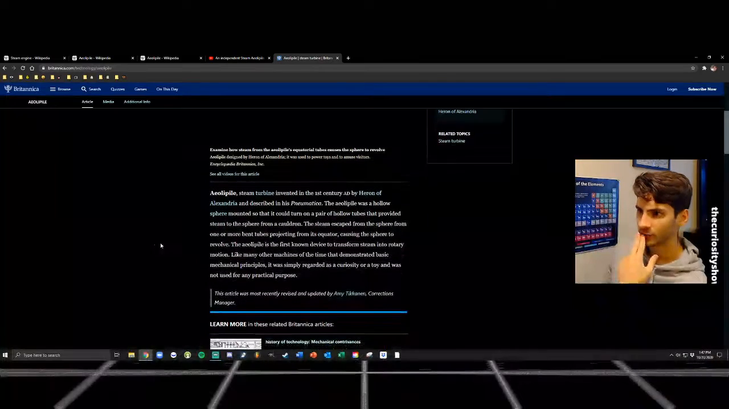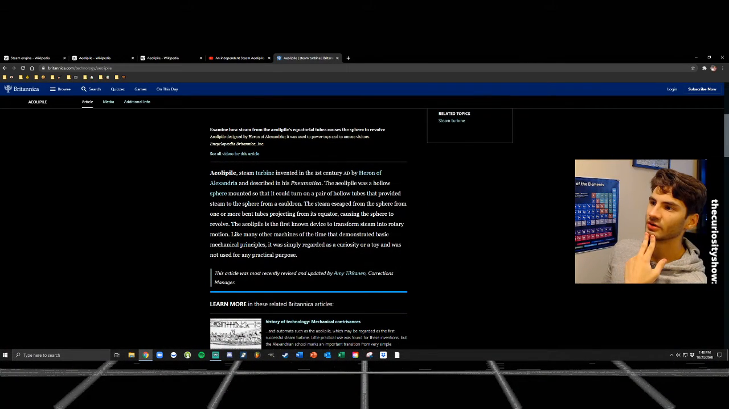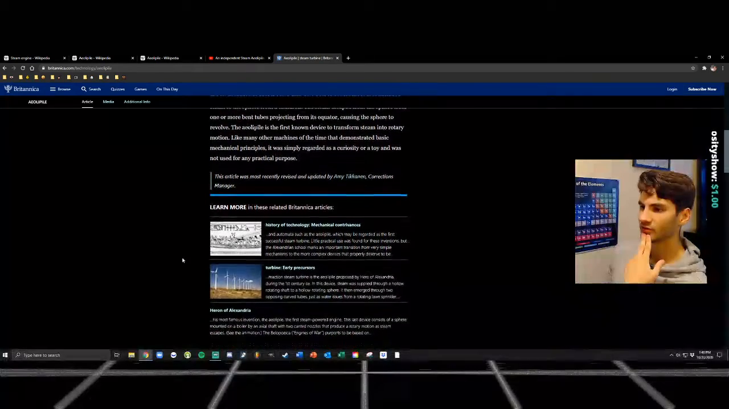Okay, the aeolipile steam engine turbine was invented in the first century AD by Hero of Alexandria and described in his Pneumatica. The aeolipile was a hollow sphere mounted so that it could turn on a pair of hollow tubes that provided steam to the sphere from a cauldron. The steam escaped from the sphere through one or more bent tubes projecting from its equator, causing the sphere to revolve. The aeolipile is the first known device to transform steam into rotary motion. Like many other machines of the time that demonstrated basic mechanical principles, it was simply regarded as a curiosity or a toy. It was not used for any practical purposes.